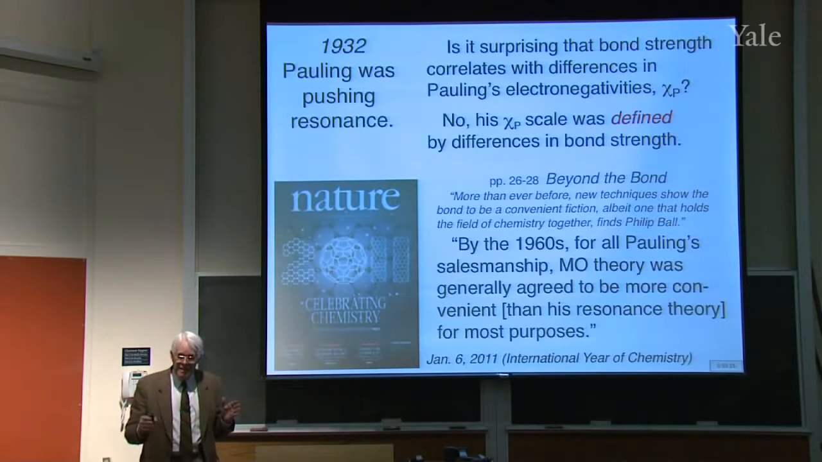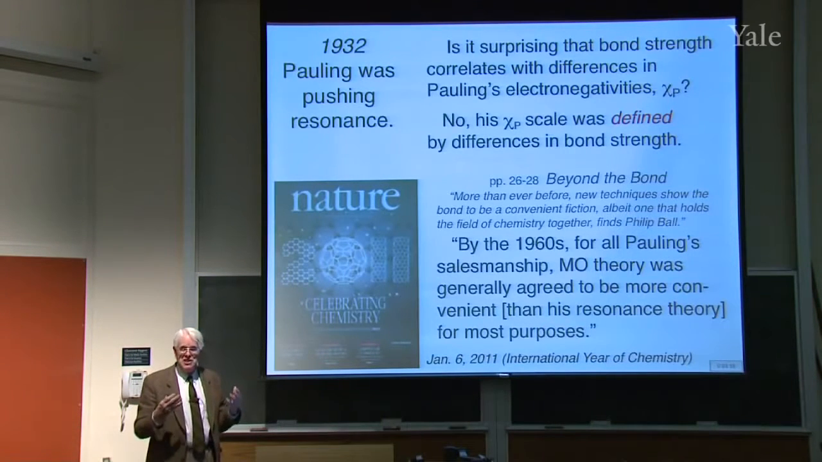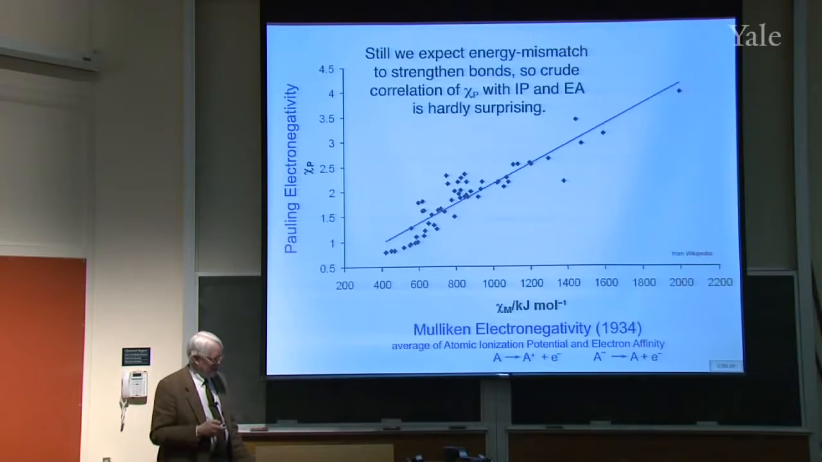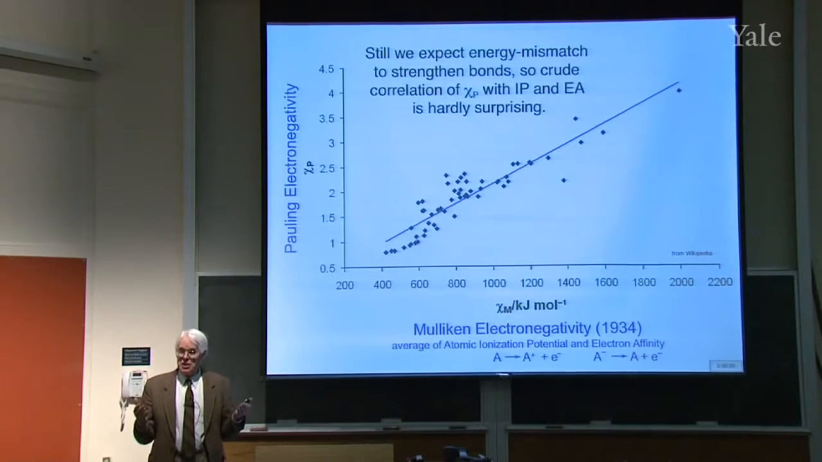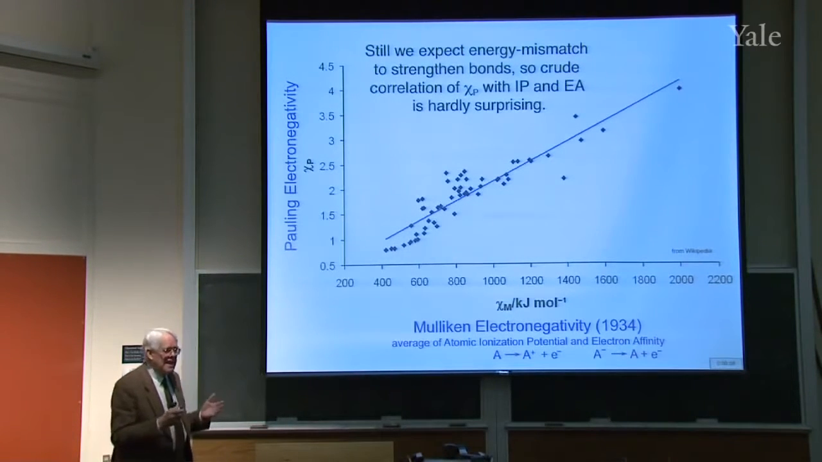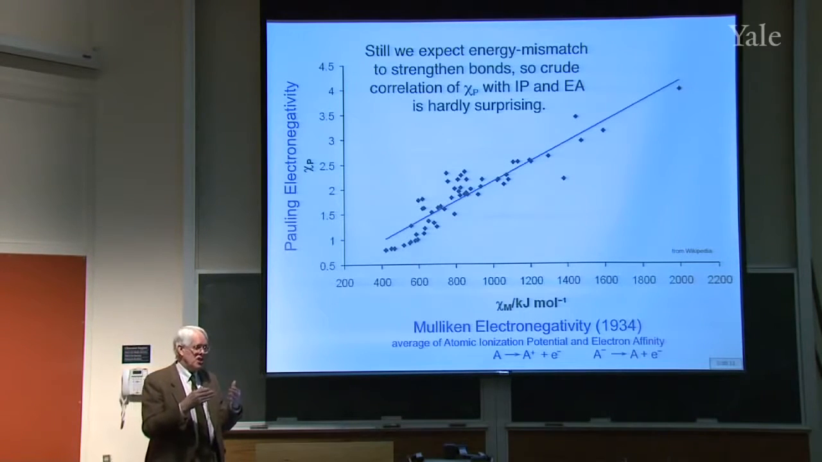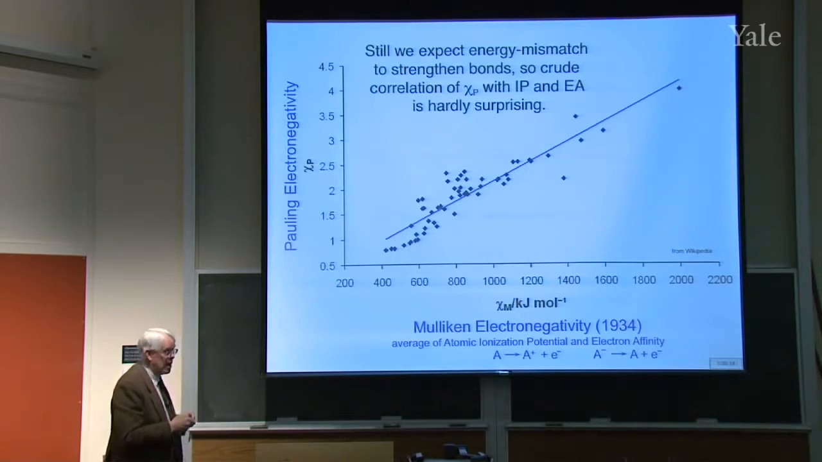But elementary teaching tends to lag behind where people are. So resonance is still a big thing in AP courses, I suspect, and so on. But at any rate, it's not surprising, really, that it works. Certainly it's not surprising that it should correlate with Pauling's scale, because that's what he used to define it, bond strengths. But the idea of polar bonds having high bond dissociation energy, in terms of what we talked about first, how far the electrons have to go up when you break the bond to get two free radicals, we expect that the energy mismatch will strengthen bonds.